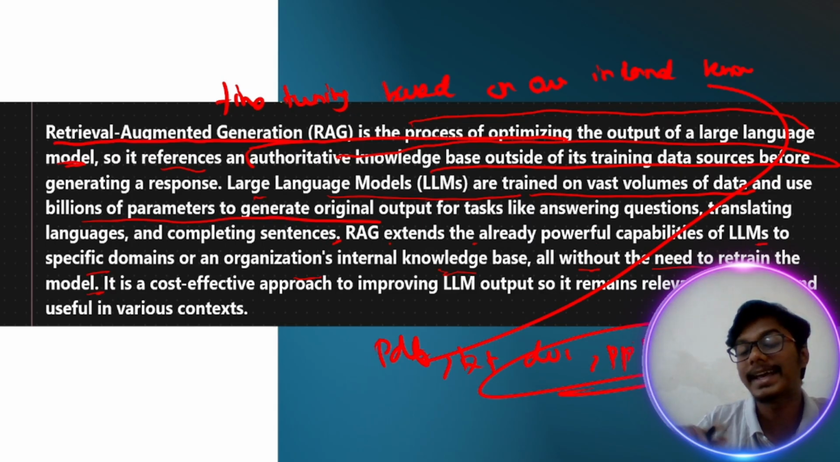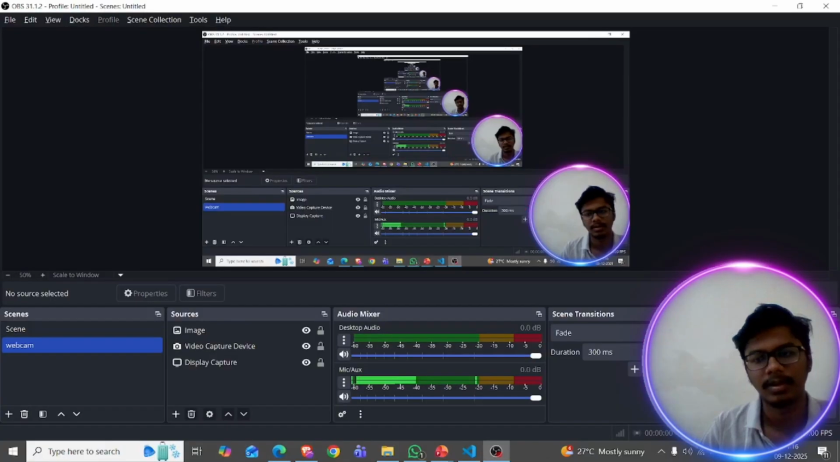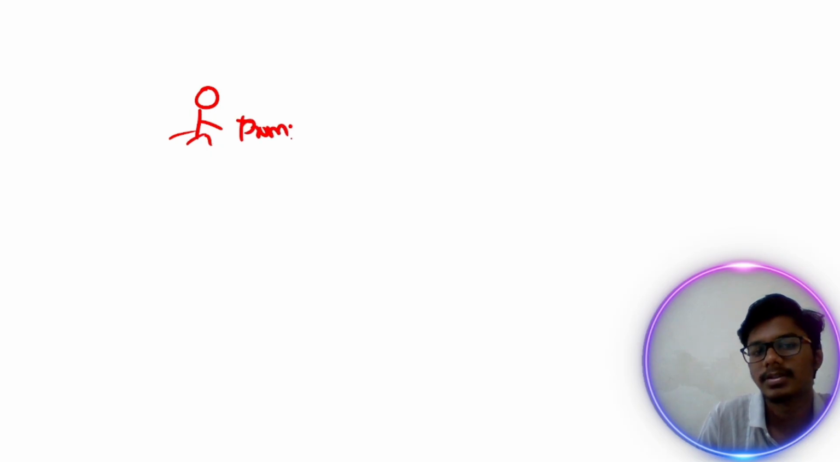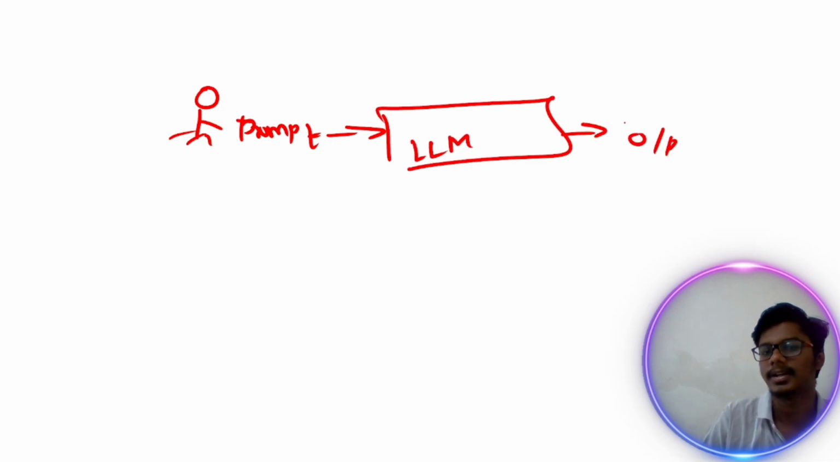So now let's dive into the architecture of the RAG. Yes, guys, let's discuss the architecture of the RAG in detail. Before getting into the architecture, we want to know what happens when we give inputs to the LLMs, right? So consider this is the user. The user gives the prompt to the LLM and gets the output, right? The LLMs are already pre-trained models.